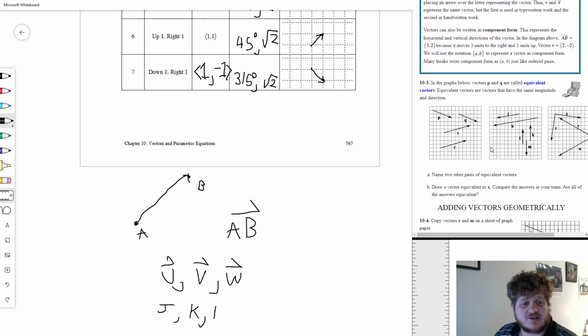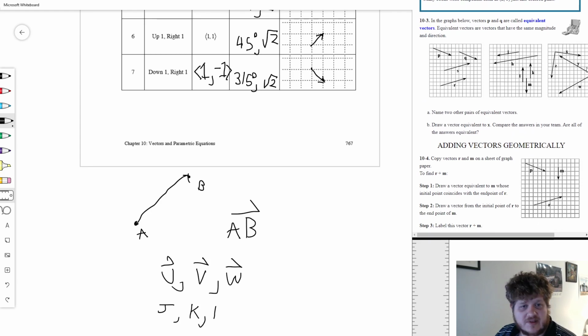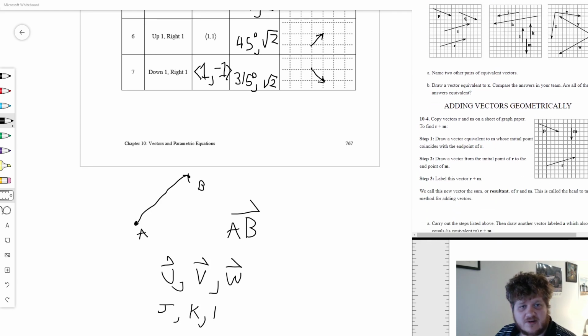So in 10-3, one of the things you're going to be doing is we have all of these different vector images here. And so what you're going to do is you're going to name pairs of equivalent vectors. So looking through all of these, you're going to pair them off and be like, okay, these two are the same, these two are equivalent, these two are equivalent.